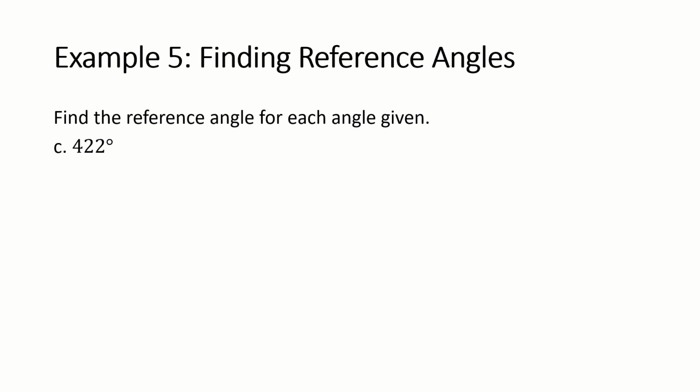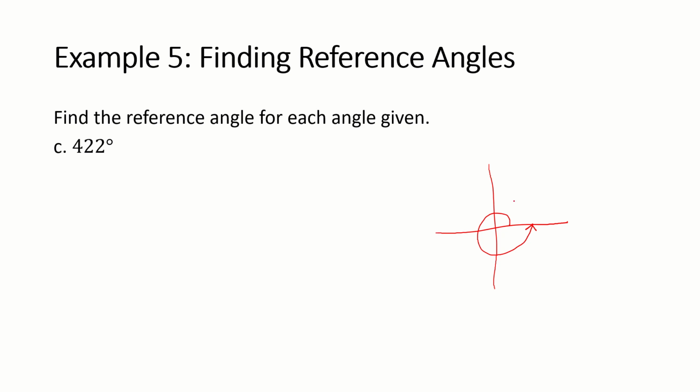Okay, let's have C now. 422 degrees. So in our case here, 422 degrees is already more than 360 degrees. So what will we do if that's the case? Looking at it, if we make a Cartesian plane, this is more than one rotation because one rotation is 360.